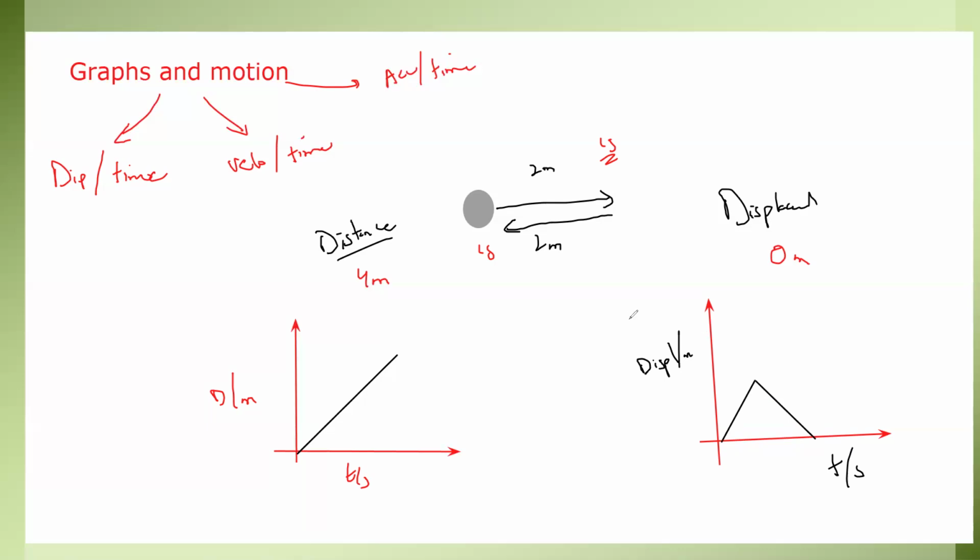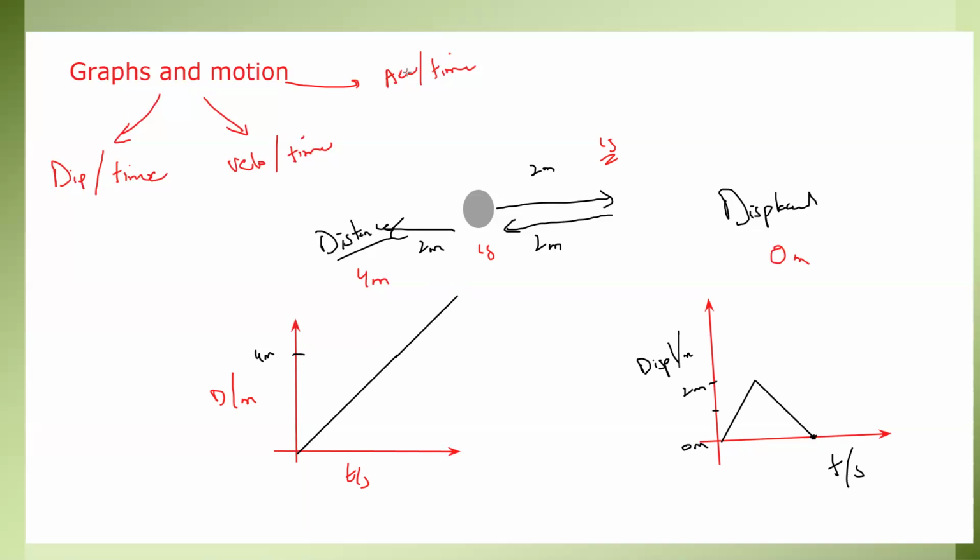So here, the object covered a total of 4 meters in that same interval. But here, the object first covered 2 meters and then returned back to the origin. So it has 0 displacement when it stopped the motion. But what if this object moves in the opposite direction? Like if I say the object moves a further 2 meters. If I want to represent a distance-time graph, it will continue.